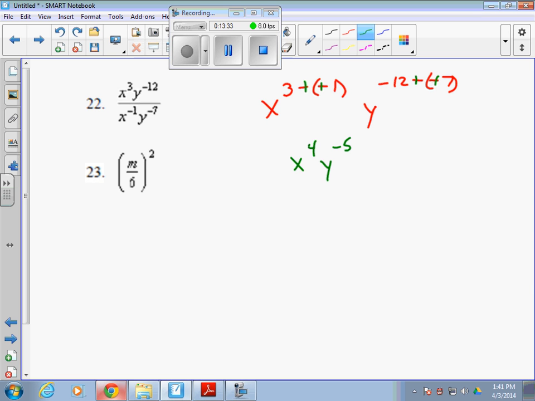Look and see which one's raised to a negative exponent. Y is. It has to ride the elevator down. So x to the 4th stays on top. Y turns into the positive 5th when it goes down.